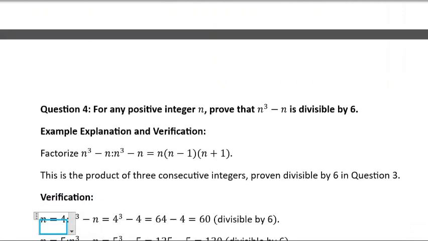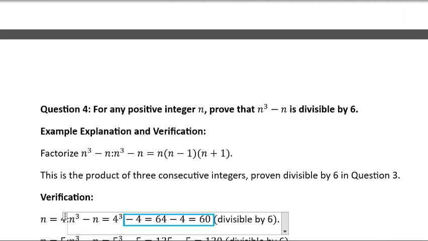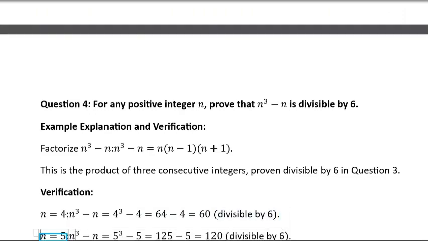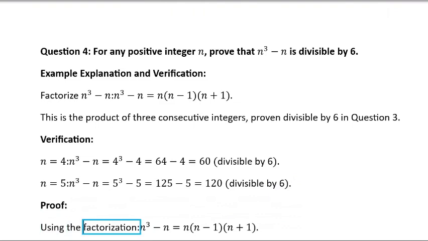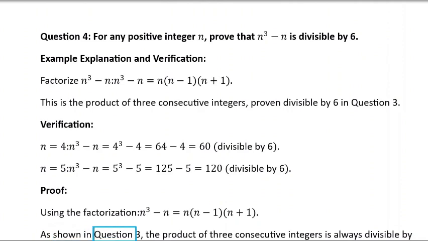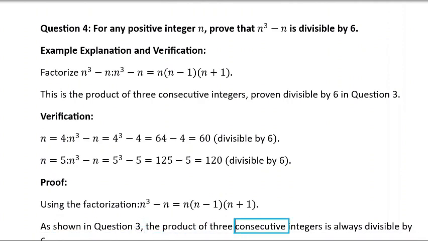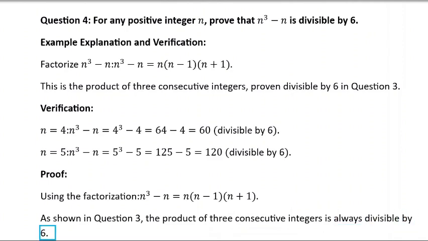Verification. N equals 4. N cubed minus n equals 4 cubed minus 4 equals 64 minus 4 equals 60, divisible by 6. N equals 5. N cubed minus n equals 5 cubed minus 5 equals 125 minus 5 equals 120, divisible by 6. Proof. Using the factorization, n cubed minus n equals (n minus 1) n (n plus 1). As shown in question 3, the product of three consecutive integers is always divisible by 6.